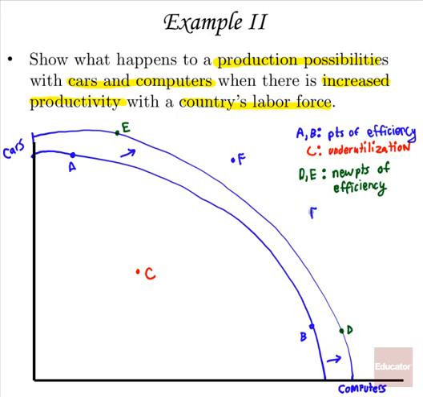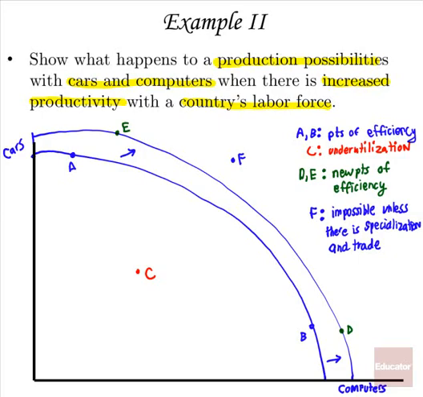And just for the heck of it, let's create an F here. So F is, these are impossible points, because by definition, these are points of efficiency. So F is impossible unless there's trade. Unless there is specialization and trade, which there is in an economy. We are able to consume more and more because countries specialize and trade.